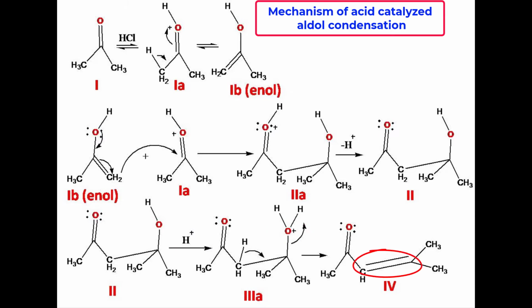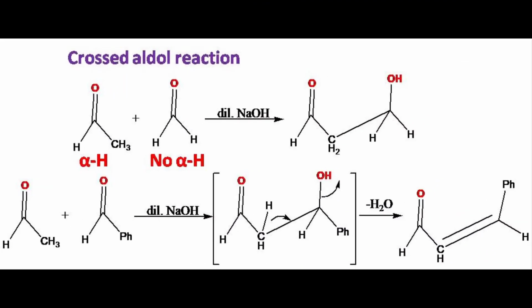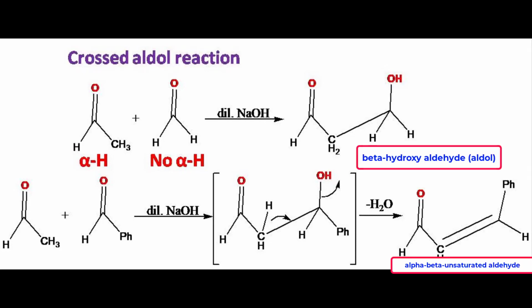Cross-aldol reaction. One of the molecules has alpha hydrogen, another one doesn't have alpha hydrogen. So that way the beta-hydroxyaldehyde formation becomes easier and not many cross products are formed.